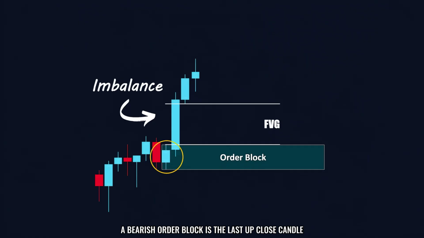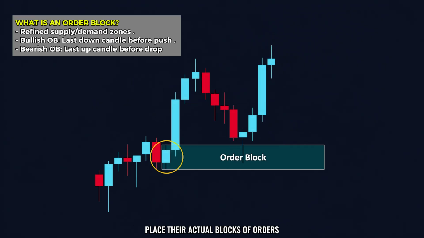A bearish order block is the last up close candle before a strong downward push. These are the zones where the smart money place their actual blocks of orders. When price eventually retraces to this order block, we expect a strong reaction because the unfilled limit orders of the banks are sitting right there, waiting to be executed.